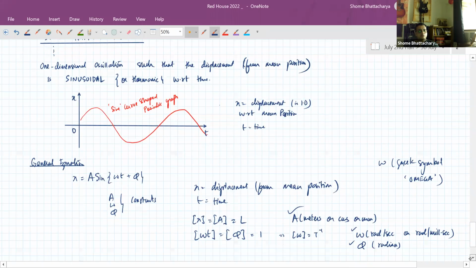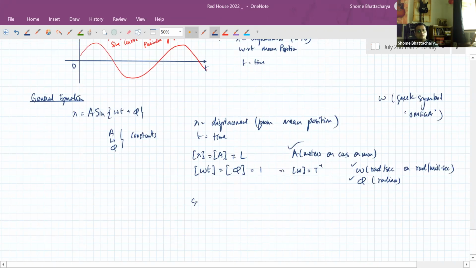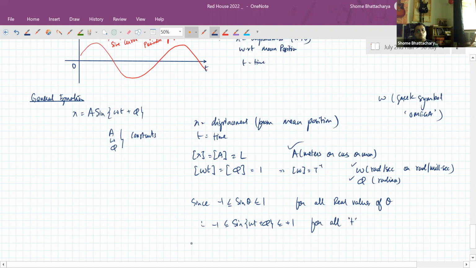So now we can also see that the moment we write this equation, since sine theta has a range of -1 to 1 for all real values of theta, therefore sine of omega t plus phi has a value between +1 and -1, inclusive of both, for all t. So that means x ranges between -A to +A.